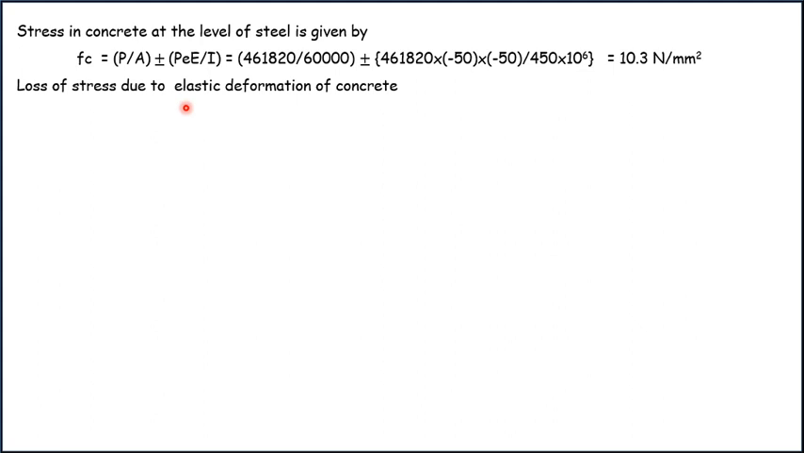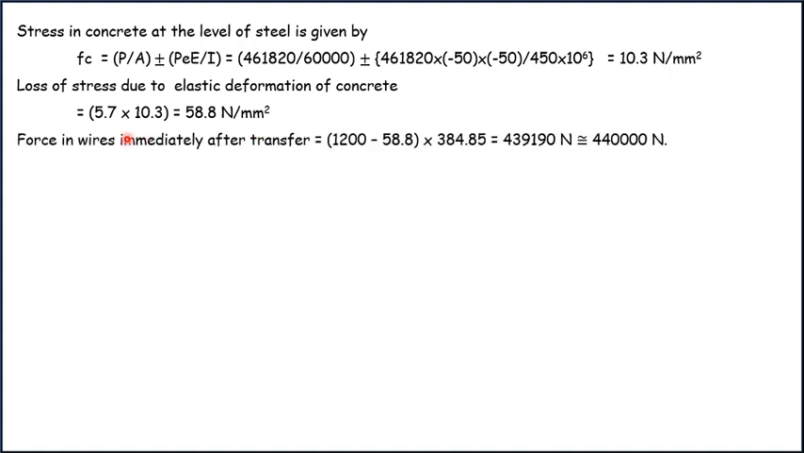So loss of stress due to elastic deformation of concrete is known as delta Fs, which we write as alpha E into Fc, that is 5.7 into 10.3, which comes out to be 58.8 Newton per mm square. Now moving to the forces in wires immediately after transfer. This is one stress loss we have to find out. Then we have to find out the wire force. So 1200 is the initial pre-stress minus the elastic deformation, 58.8 is going to be deducted.